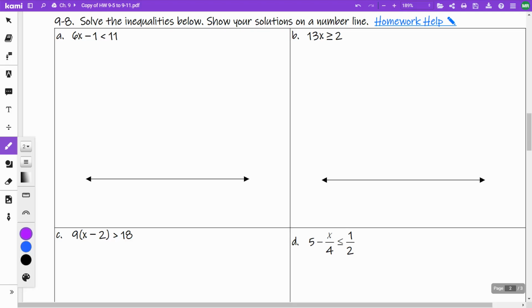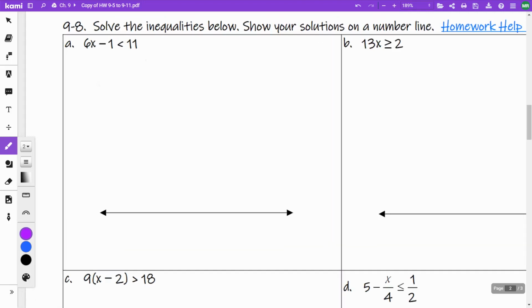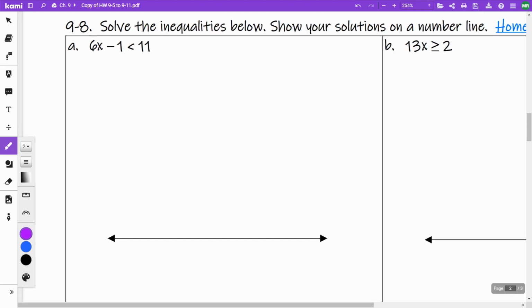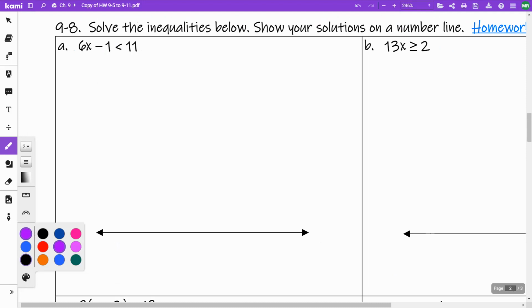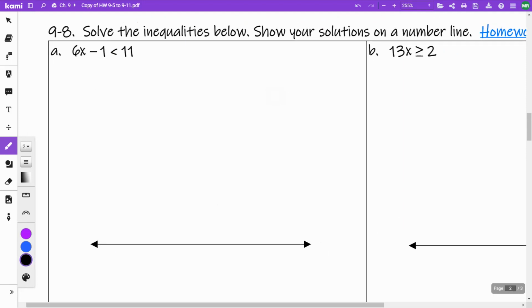So this video is on 9-8. All of these are inequalities that we're going to be putting on a number line, okay? So this first graph here, the one thing I want to remind us is we solve an inequality just like an equation. You can add to both sides, subtract to both sides, and so forth. The only thing you have to be careful of is the following.